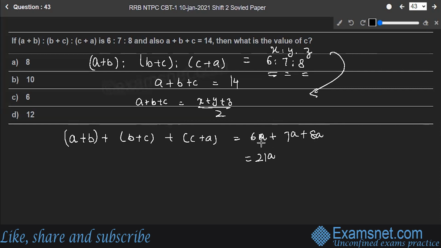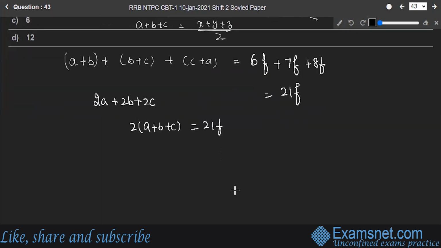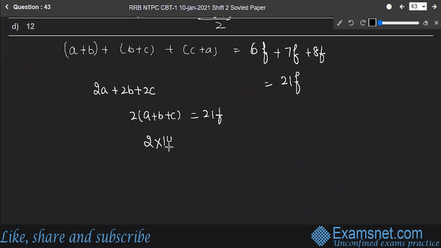So, okay, sorry, I can't take a over here because a is already been used. So I'll take some another variable. Okay, some 6f, 7f, and 8f. This is equal to 21f. 2a, 2b, 2c is equal to this. So 2 times a plus b plus c is equal to 21f. A plus b plus c is 14. So 2 into 14 upon 21 is equal to f, or this is equal to 4 by 3.